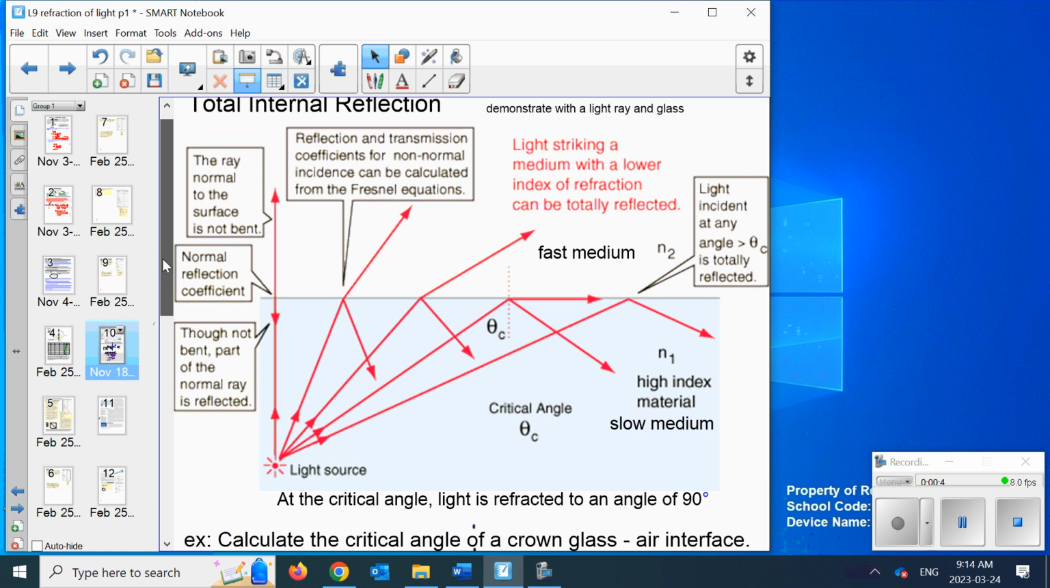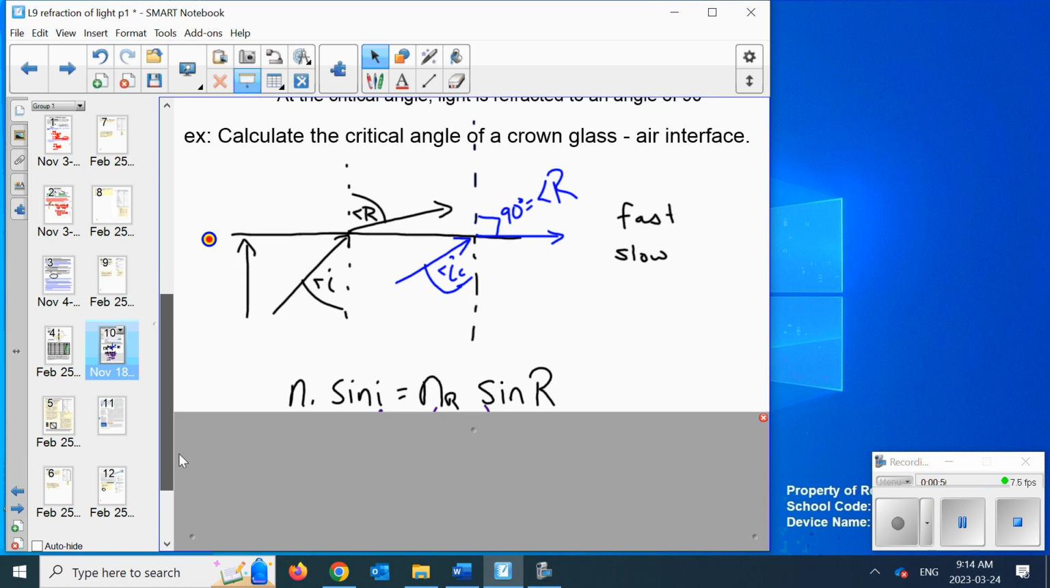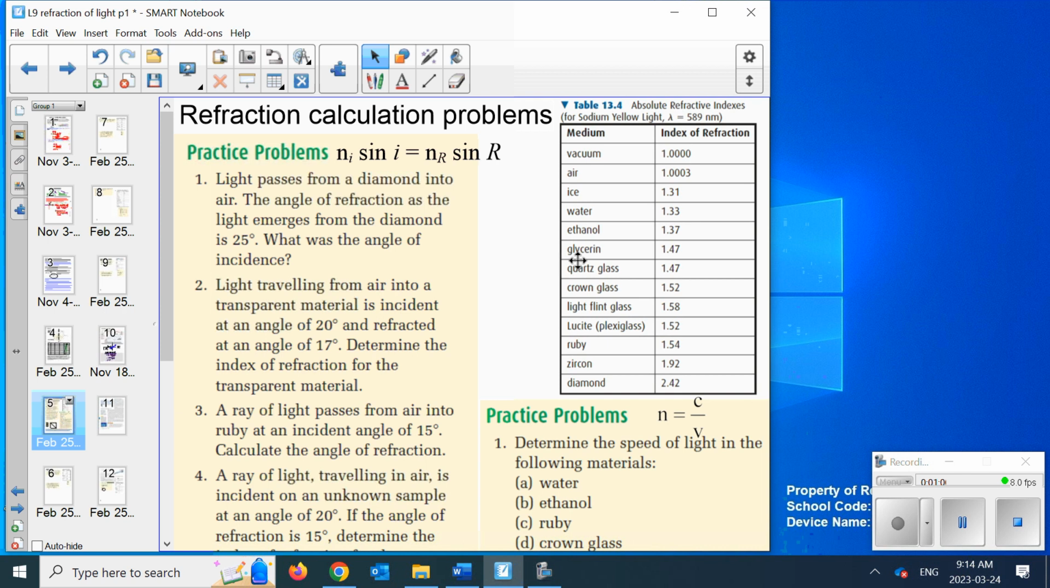But the critical angle is when light is refracted to an angle of 90 degrees, and we're just solving a problem. We're calculating the critical angle of crown glass and air. We're using Snell's law, right? So we're going to sub in 90 degrees for the refracted angle here. We're going to look up crown glass and air. I look it up here. Oh, 1.52.